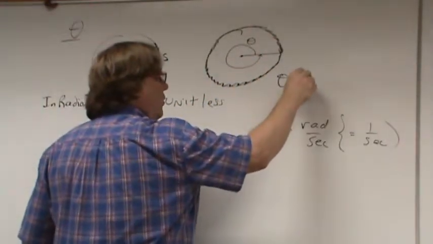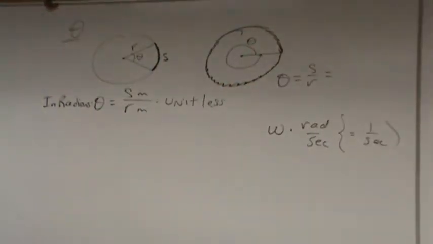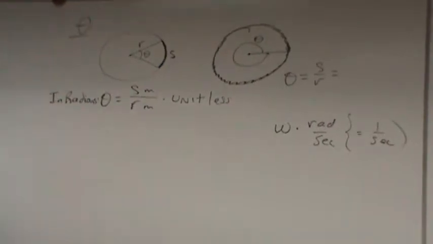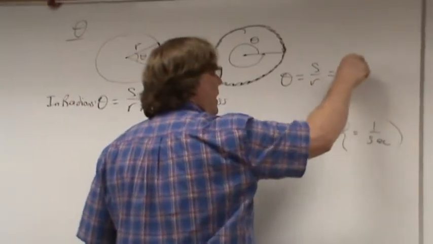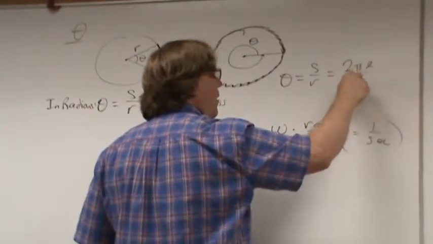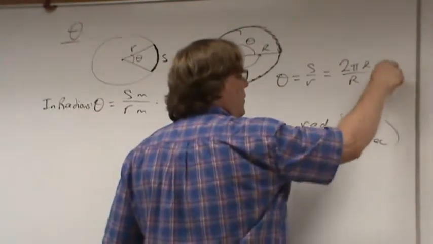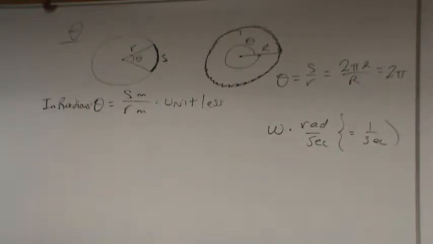Well, theta equals S over R. How many radians is an entire circle going to be? Hopefully you're getting 2 pi, because the subtended arc length is going to be the circumference, 2 pi r, and the radius is r. And so you end up with 2 pi. So I want you to see that an entire circle is 2 pi radians. You guys okay with that?